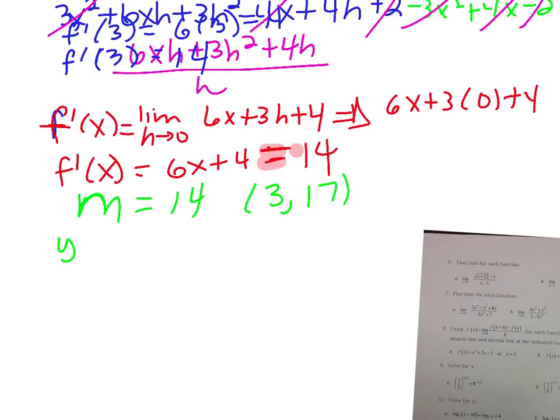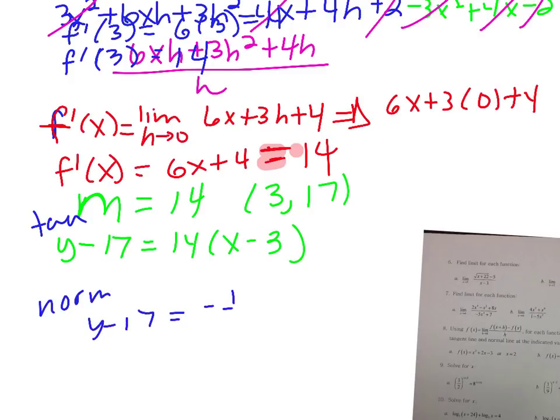So I have y minus 17 equals 14 times x minus 3. And you guys can simplify that on your own. That's the tangent line. My normal line is y minus 17 equals negative 1/14 times x minus 3. And you guys can simplify that on your own also.